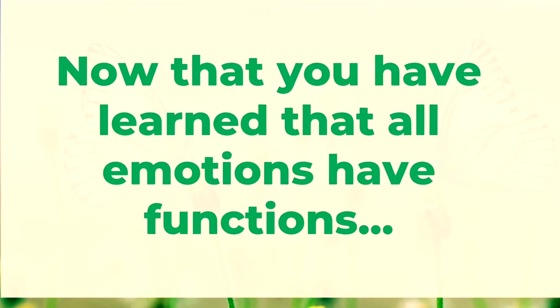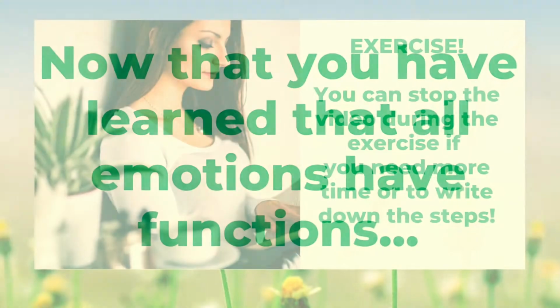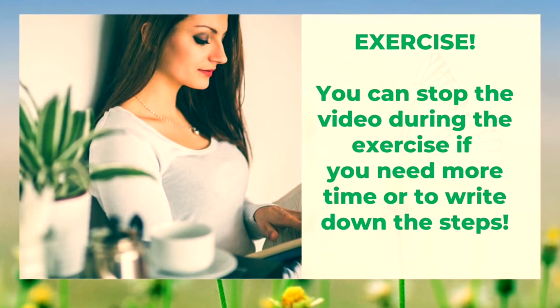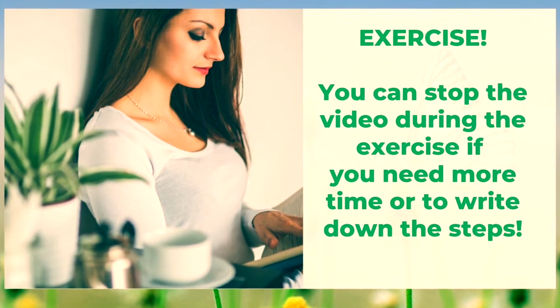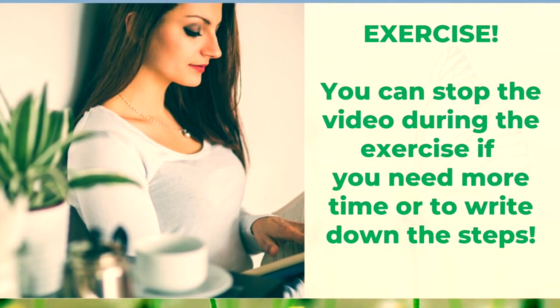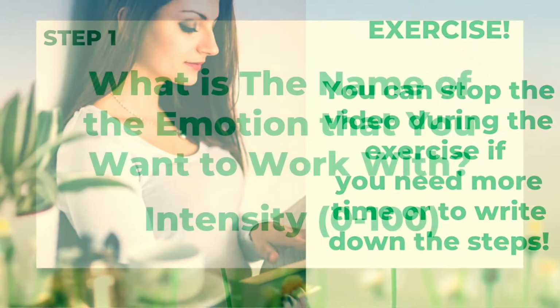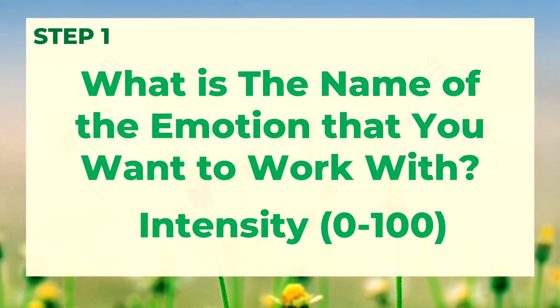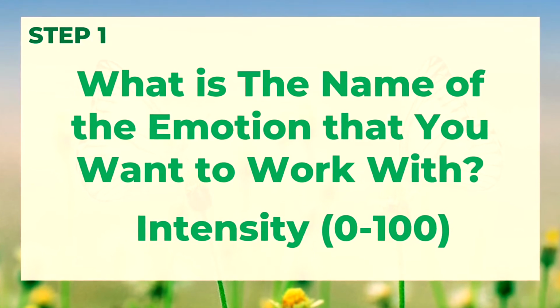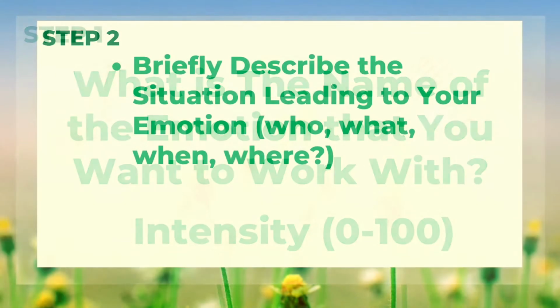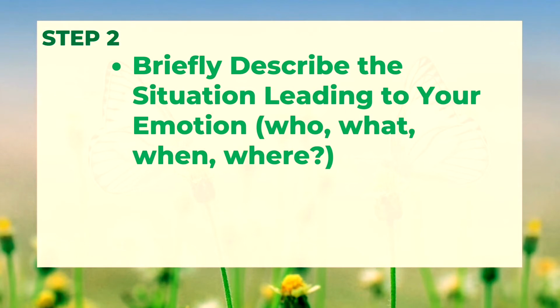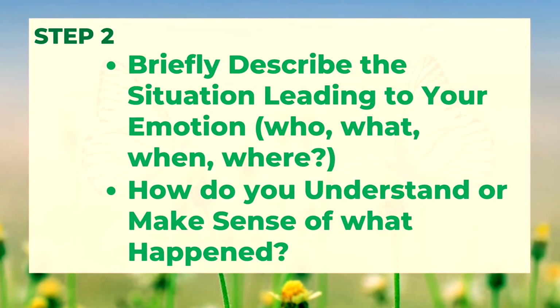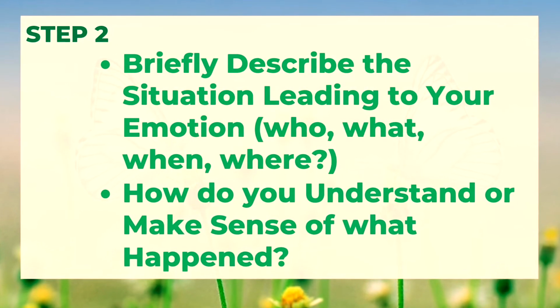Now that you have learned that all emotions have functions, let's do an exercise. You can stop the video during the exercise if you need more time or to write down the steps. Step number 1. What is the name of the emotion that you want to work with? Rate the intensity 0 to 100. Step number 2. Briefly describe the situation leading to your emotion. Who, what, when, and where. How do you understand or make sense of what happened?